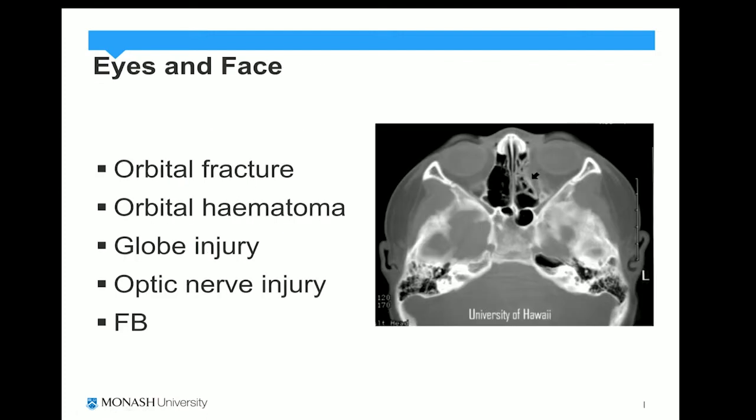Then moving on to the eyes and the face. So with the eyes, we want to see if there's any orbital fracture, so looking at the bony structures, and then also if there are any hematomas. A globe injury is when there's a penetration of the front of the eye with a foreign body, and that will then cause damage to the sclera or the cornea. Optic nerve damage: the optic nerve normally runs here, so if there's anything like a tumor or any bleeding or hematoma, that can cause that. And then also any foreign bodies within the eyes, which can be quite common, especially with welders.